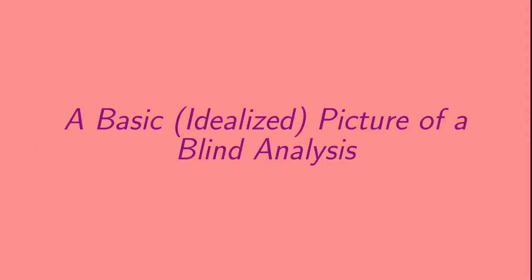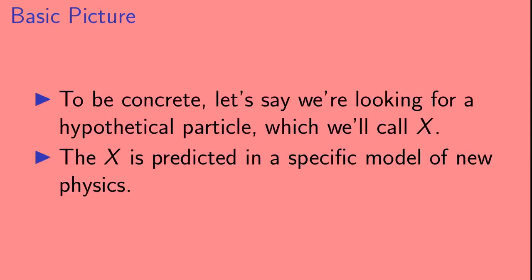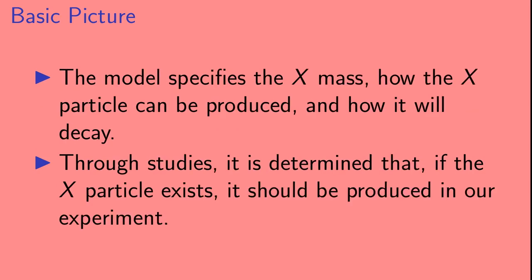Okay, so now we are ready to talk about the basic, really idealized picture of a blind analysis. To be concrete, let's say we're looking for a hypothetical particle, which we'll call X. The X is predicted in a specific model of new physics. The model specifies the X mass, how the X particle can be produced, and how it will decay. Through studies, it is determined that, if the X particle exists, it should be produced in our experiment.